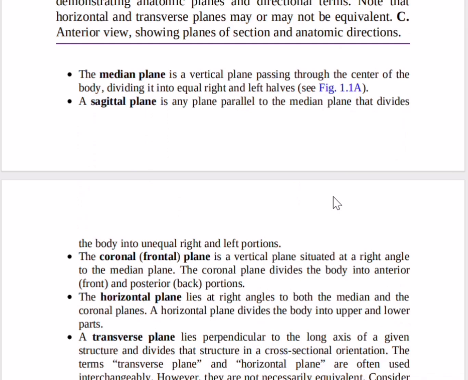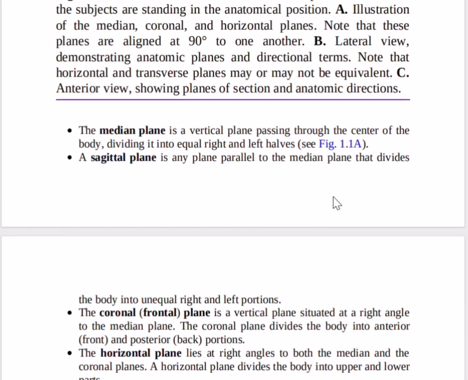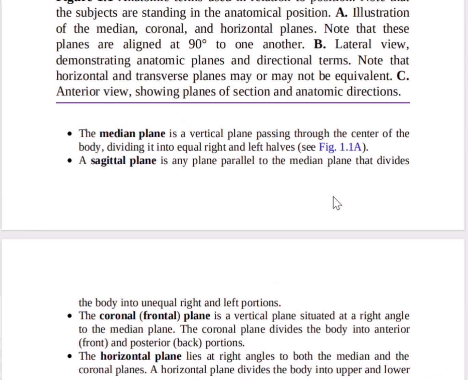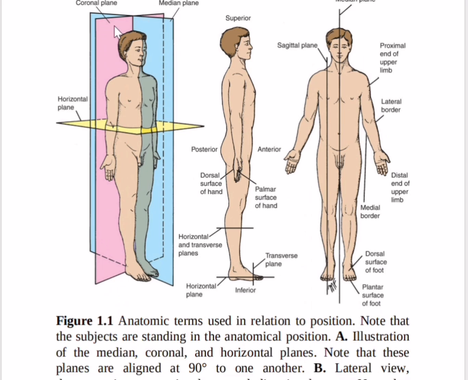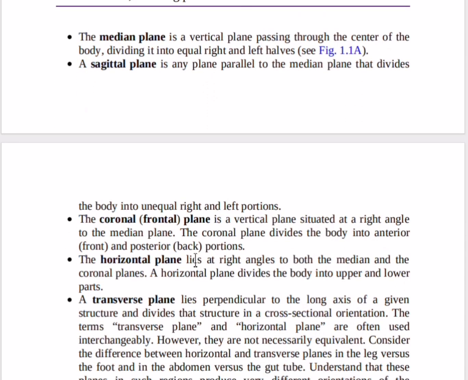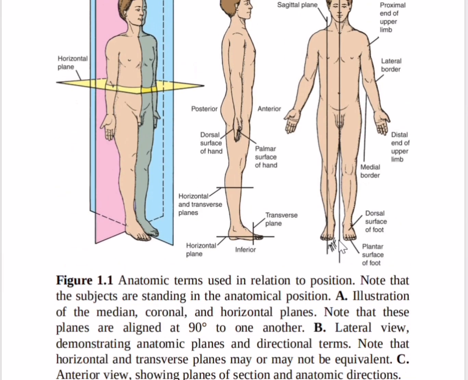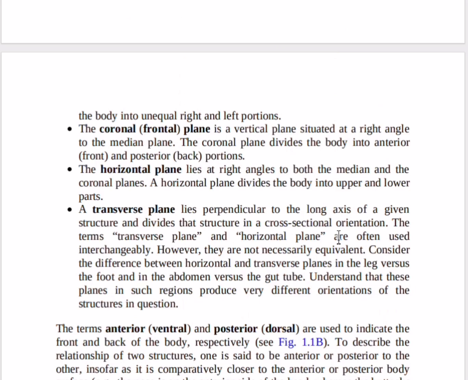Then we have what is called the coronal or frontal plane. This is also a vertical plane which is now situated at right angles to the what? To the median plane. As you can see, this is the coronal plane. So this coronal plane divides the body into an anterior and posterior portion, right? An anterior and posterior portion.